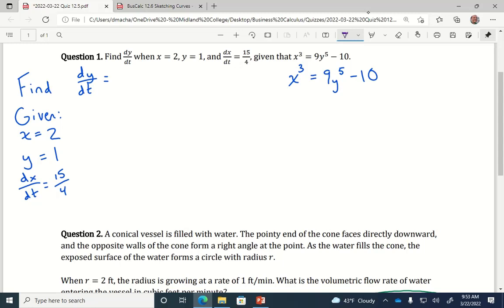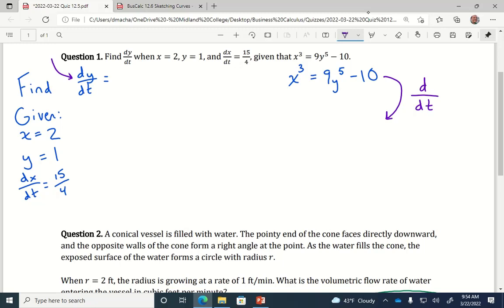So what we're supposed to find is dy/dt. And what we're told is that x is equal to 2, y is equal to 1, dx/dt is 15/4, and x cubed is equal to 9 times y to the 5th minus 10. And if I'm trying to find dy/dt, I notice dy/dt doesn't appear anywhere in this equation, but I can make a dy/dt appear if I take the derivative of this whole equation with respect to t.